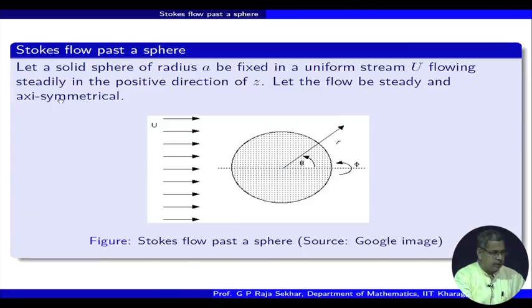Let us consider the problem, which is similar to the cylinder problem. We are considering a far field velocity, a uniform velocity along the z direction, and the flow is assumed to be axisymmetric, and we assume no slip on the boundary of the sphere. So this is a rigid impermeable sphere.